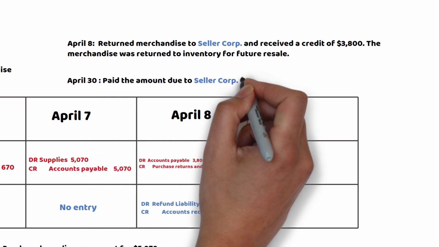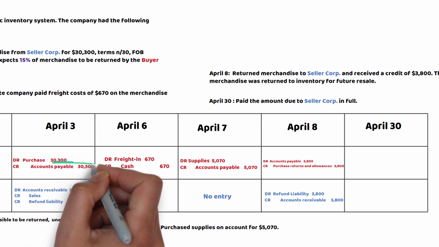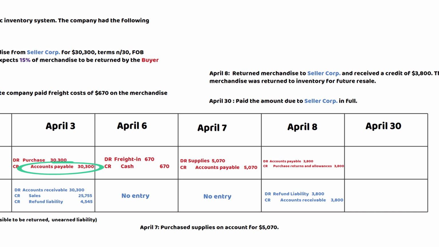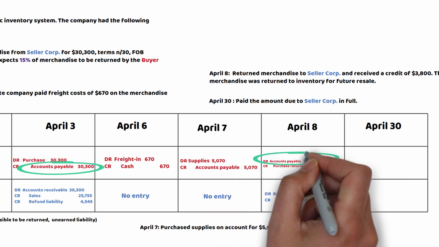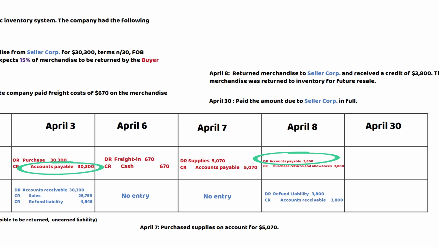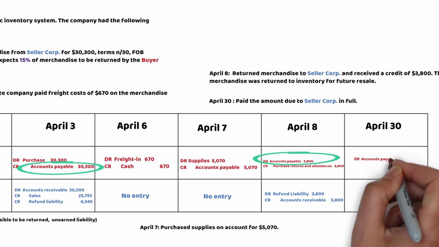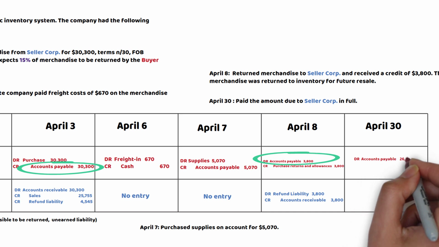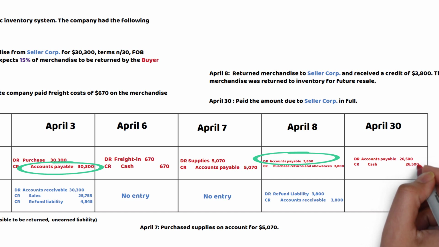April 30th, paid the amount due to Salor Corporation in full. So on April 30th, they want to pay off the amount owing. We know that at the very beginning, the amount owing is $30,300. Then on April 8th, there is a credit of $3,800. So the difference, the amount owing, is $26,500. You have to use cash to settle this liability.